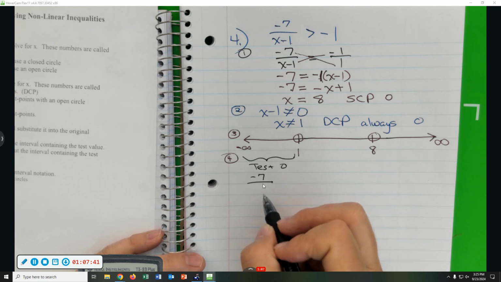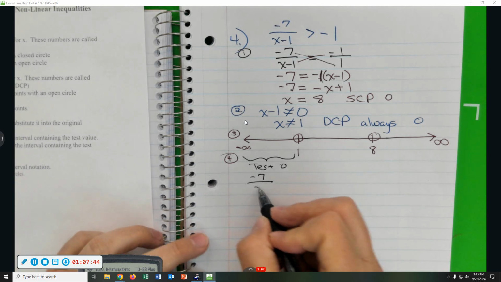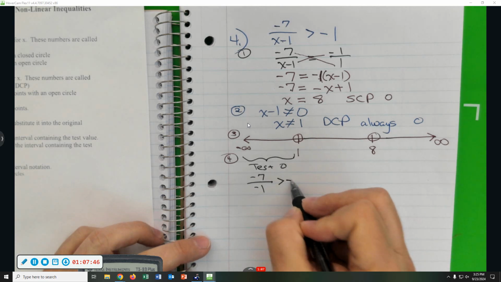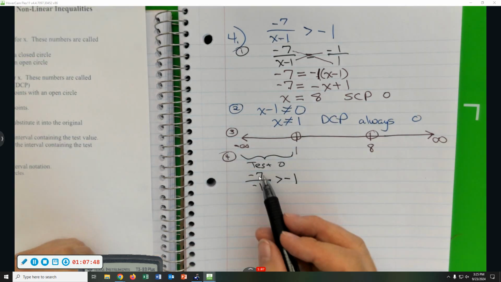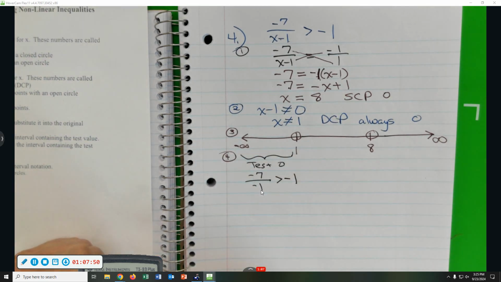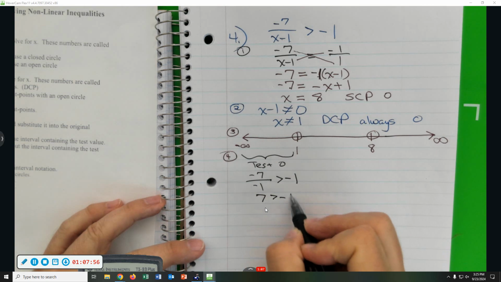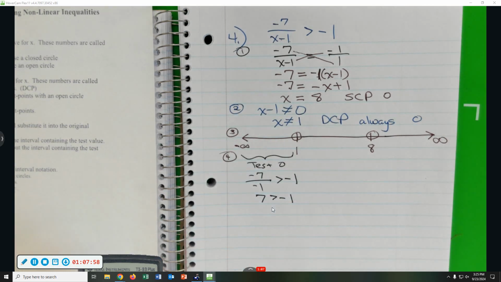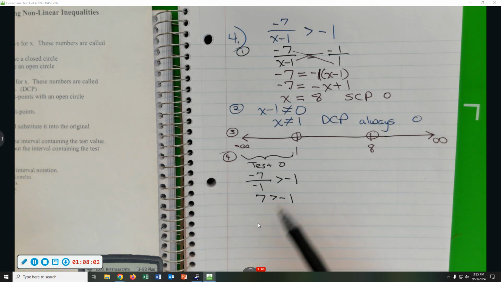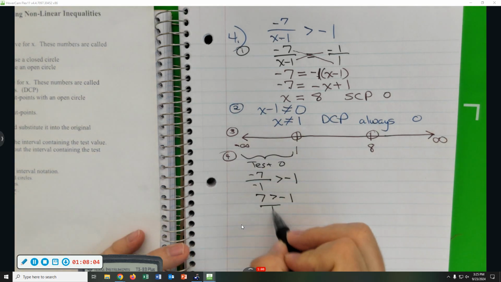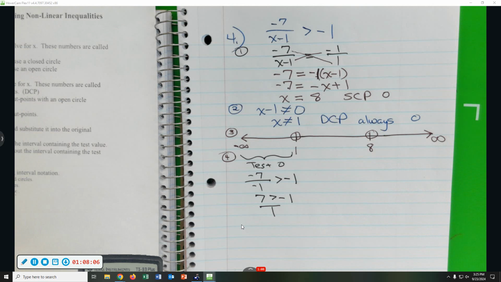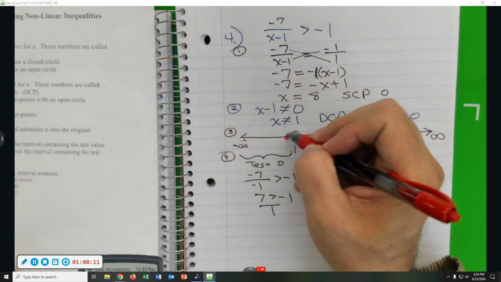Negative 1. Negative 1 is greater than negative 1? No. Negative 7 divided by negative 1 gives me a positive 7. Is 7 greater than negative 1? True or false? True. 7 is bigger. That's true. So what are we going to do? Shade or cross out? Shade.